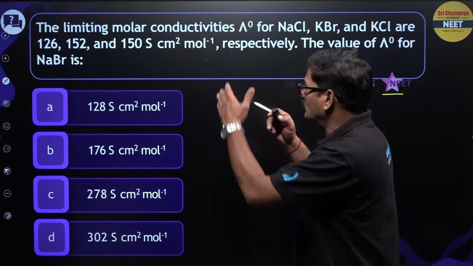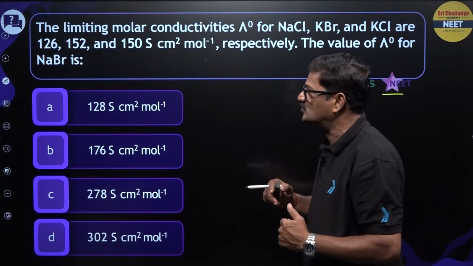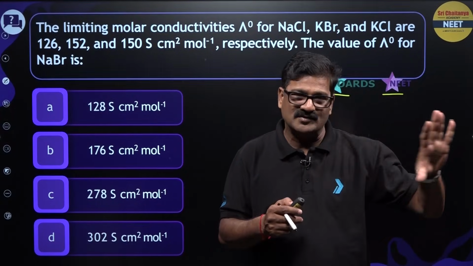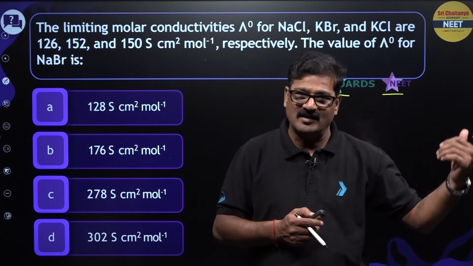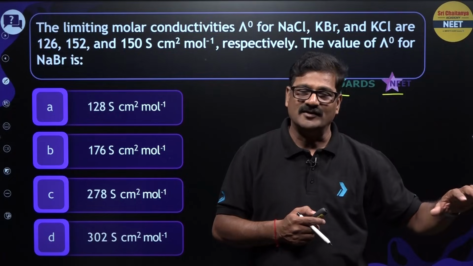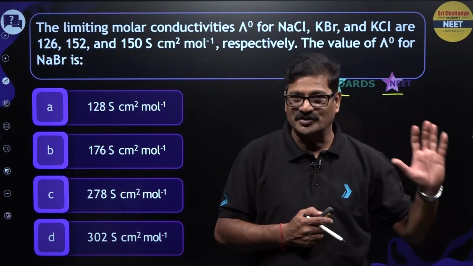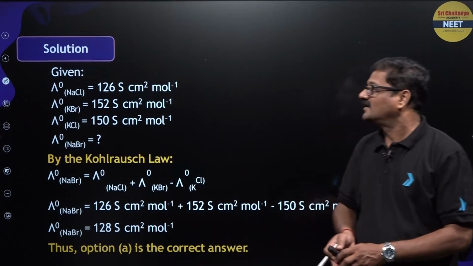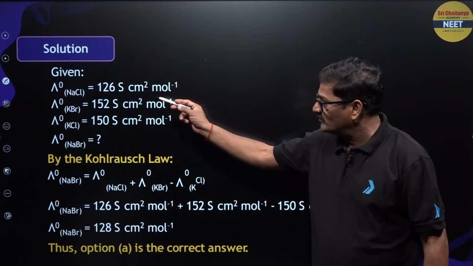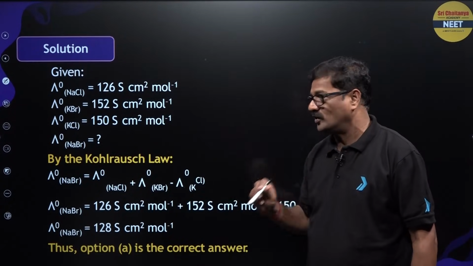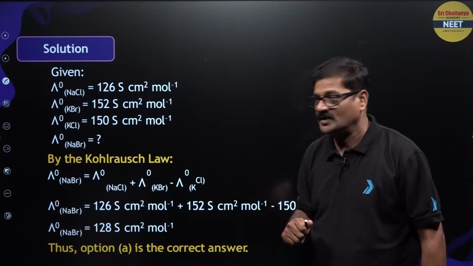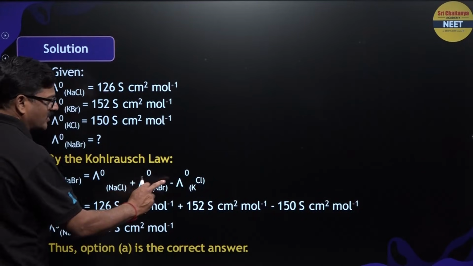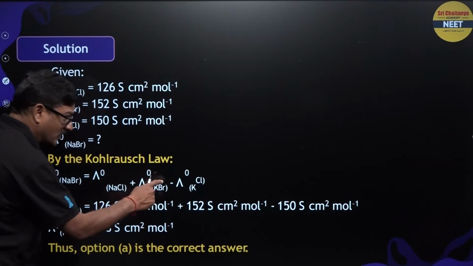So, how to answer this kind of question? Simply, from the given data you write these ions and their ionic conductances, and you tally and correlate, just like what you did in the thermochemical equation. You can see here sodium chloride, potassium bromide, potassium chloride are given. How do I get sodium bromide? So, sodium bromide is equal to sodium chloride plus potassium bromide minus potassium chloride.